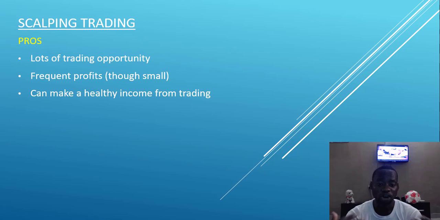You can make a healthy income from trading over time with this method, but it is not usually advisable for retail traders because the machine is going to be faster than you because you are human. So except if you have the technicality and you really know your game in this, for you to be successful with this method of trading. So let's look at some of the disadvantages.